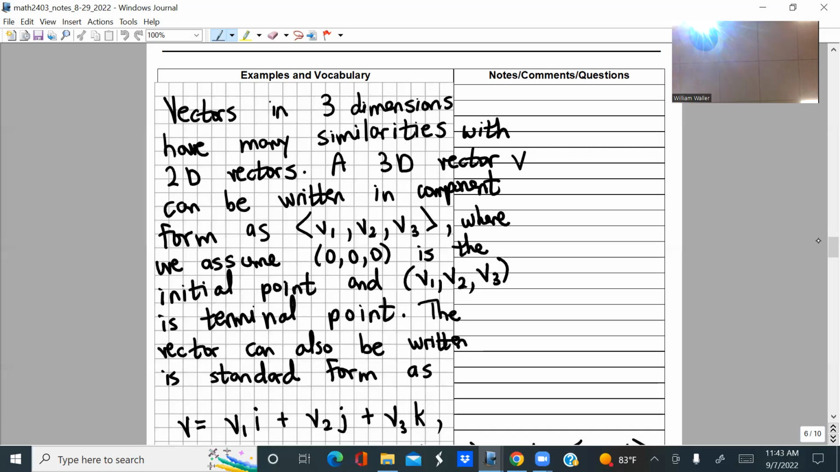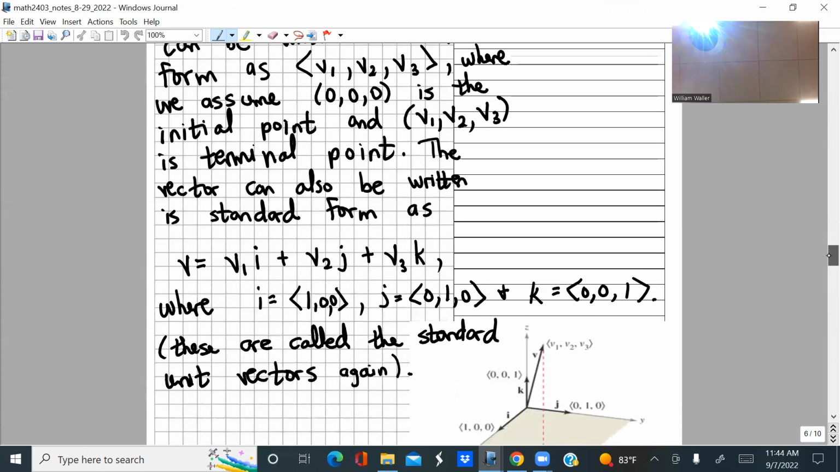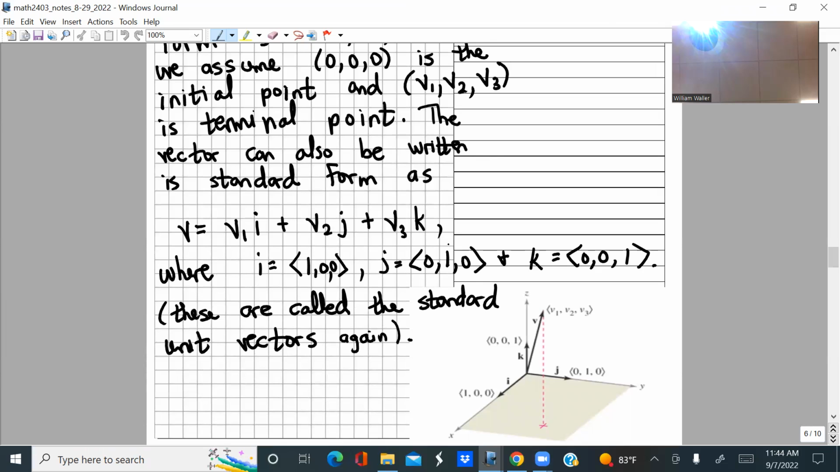But in 3 dimensions, we also have a unit vector. We can also define a unit vector along the z-axis, which usually we draw vertically when we're plotting in 3 dimensions, also in the positive direction. That unit vector, a vector of length 1, is usually labeled k. So that is the vertical unit vector.